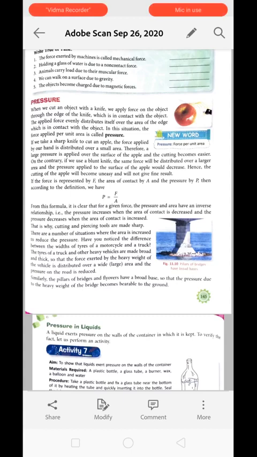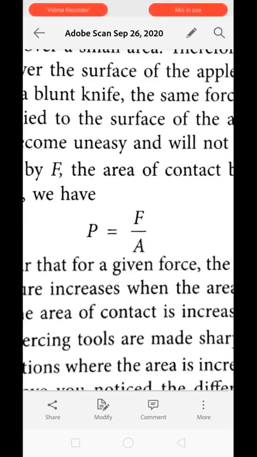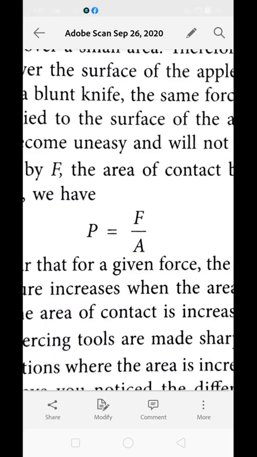In the same manner, in some places we want to reduce the pressure. In that case, we use a bigger surface area. Understood? So if the force is constant, the pressure will decrease with an increase in surface area, or we can say, if the force is constant, pressure will increase with a decrease in surface area. It means we can control pressure by increasing or decreasing the surface area. Clear?